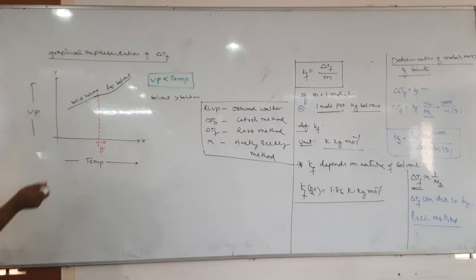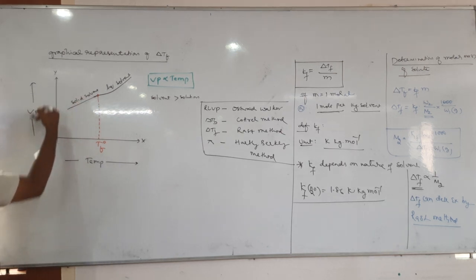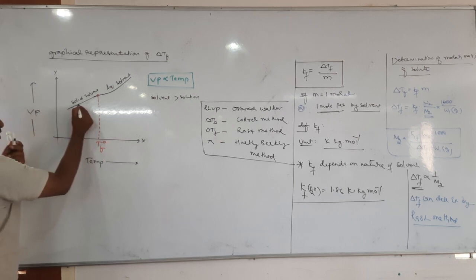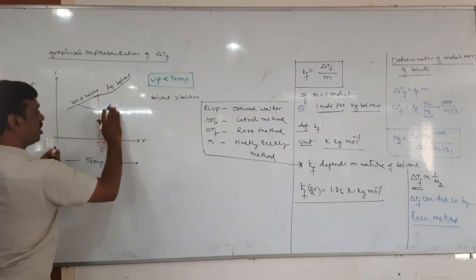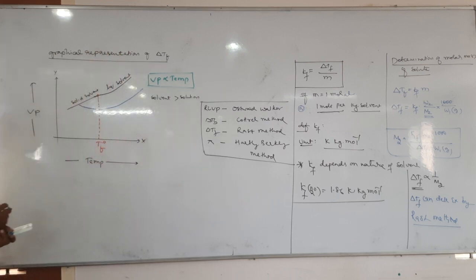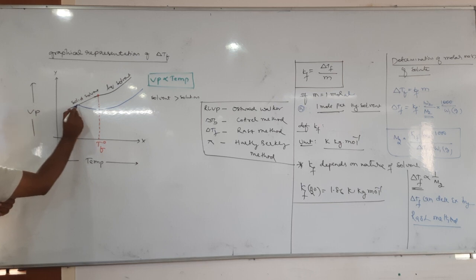So when a non-volatile solute is added, what happens? Its vapor pressure decreases. Means for the pure solvent here, when solute is added somewhere here, its vapor pressure suddenly decreases, but heating again increases it like this. It means at this point, solid and liquid are both in equilibrium.